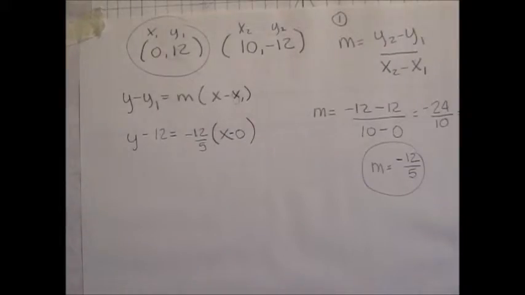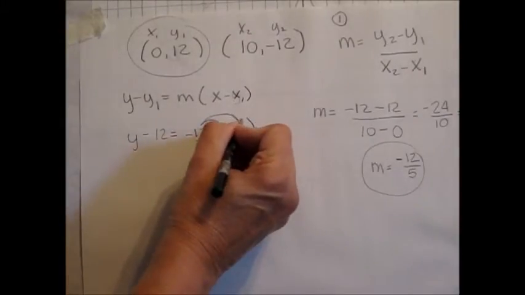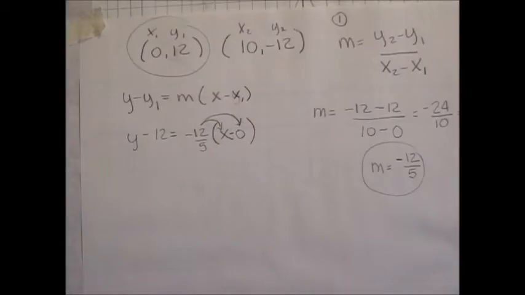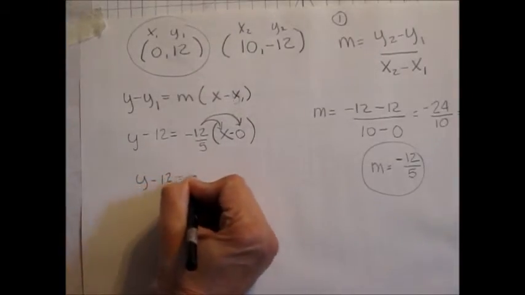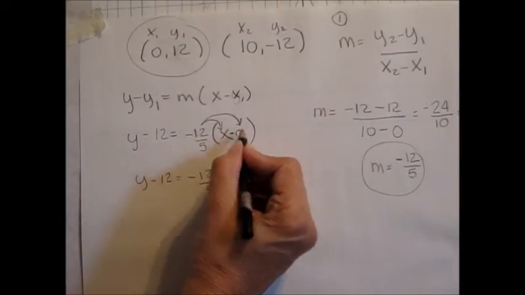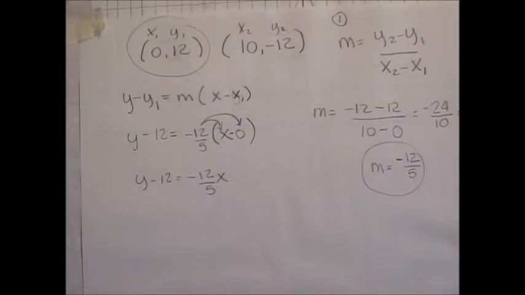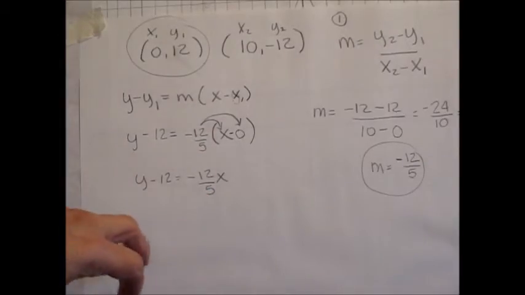I am going to go ahead and distribute this to both terms inside the parentheses. Y minus 12 equals negative 12 over 5x minus nothing. Now the instruction says for you to go ahead and put it in standard form. And standard form says I have my x term, my y term, and then my constant.